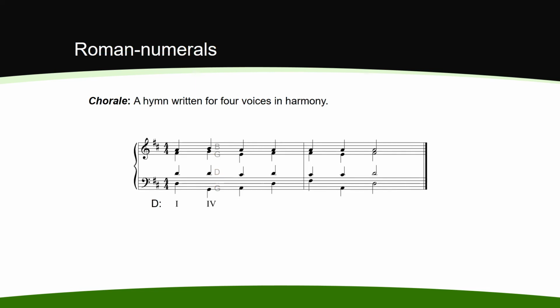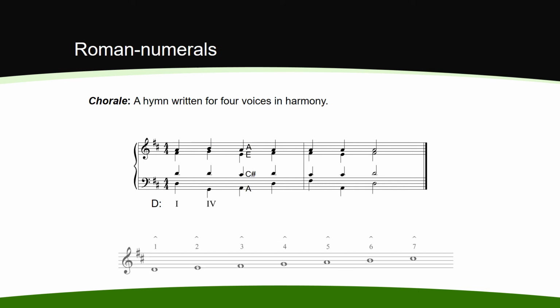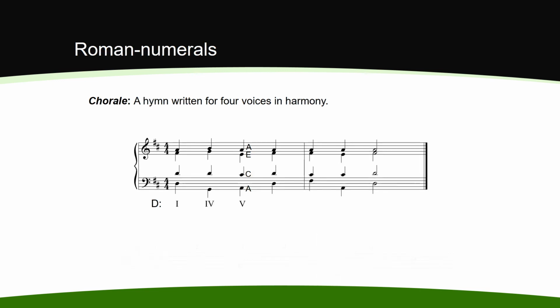The pitches of the next chord are A, C sharp, E, and another A. Let's write this chord in close root position. A is the root, C sharp is the 3rd, and E is the 5th. The A was doubled, but we just ignore that. The quality of the chord is major, so this is a major triad built on the root A. A is the 5th scale degree in the key of D major, so we assign the Roman numeral major 5 to this chord. The remaining Roman numerals can be determined using the same process.